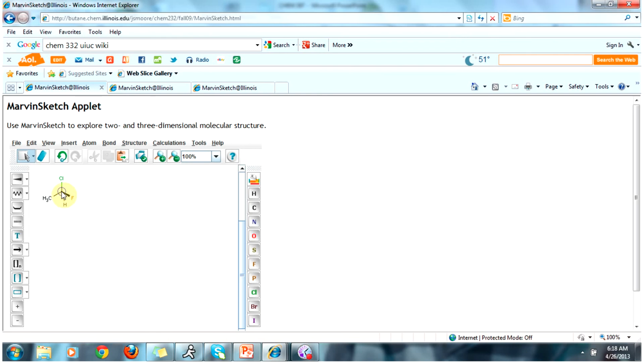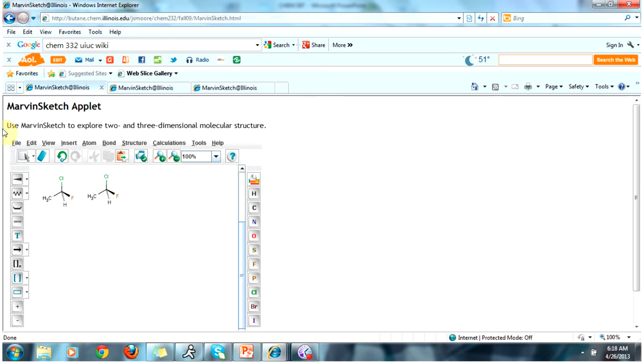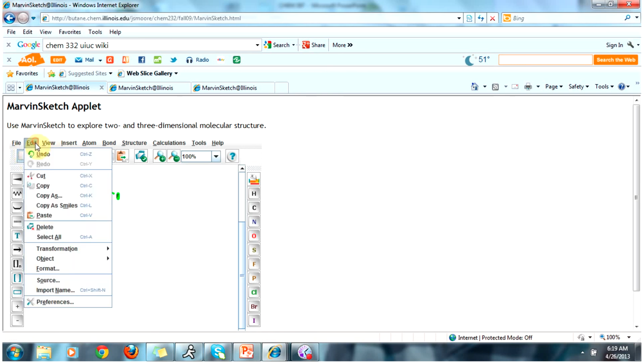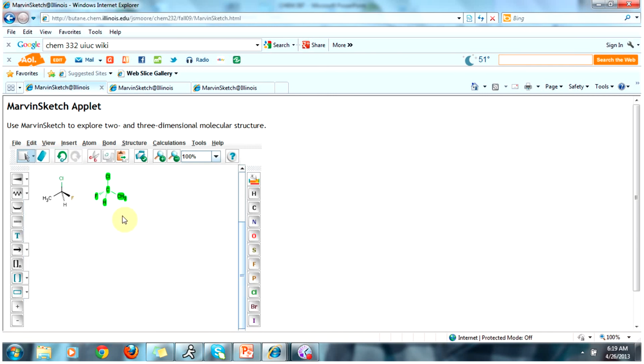Like we mentioned in lecture, this is a chiral center because it's bonded to 4 different groups. So this molecule is going to be chiral, but to check by a mirror image, what you want to do is highlight it, edit, copy, edit, paste. You're going to bring it over here. What I'm trying to do is make it into a mirror image. So you're going to highlight it again, edit, transformation, flip horizontally. You see that the bonds have to be kept the same, so this still has to be wedged. Now it's a mirror image.